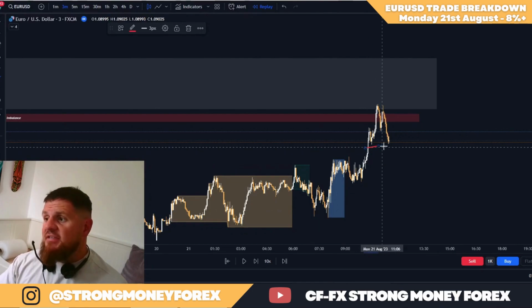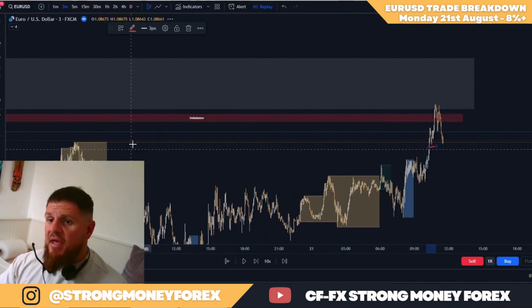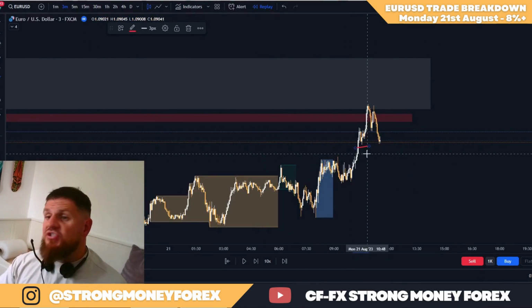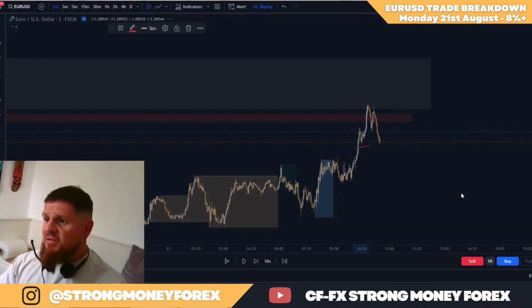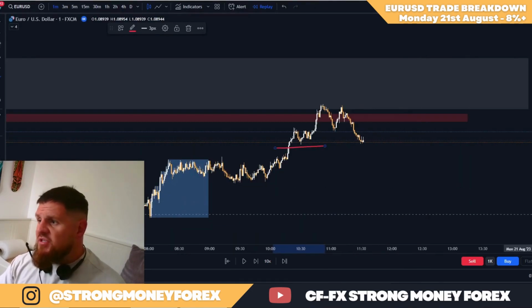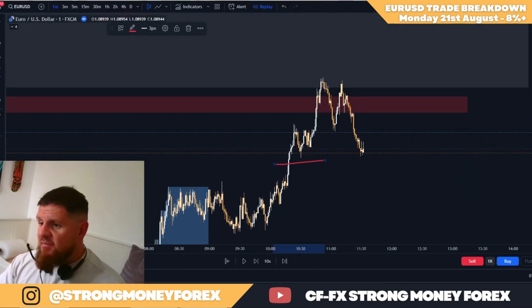So they see this rejection of that Asia level from there, and they assume that price is going to go higher, okay? And then what does price do? It comes back down, it stops us out. So if we drop down to the lower time frames, I was a little bit late on this position, but you can see we've got a valid setup, okay?